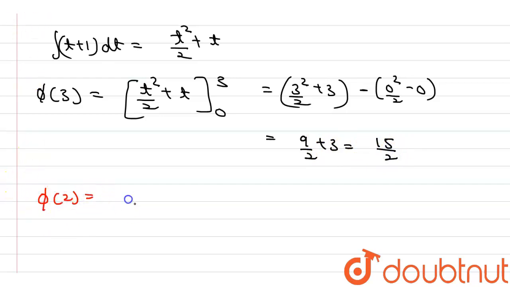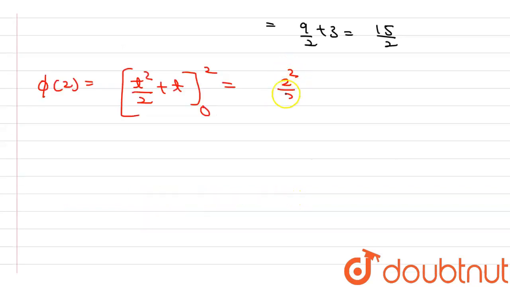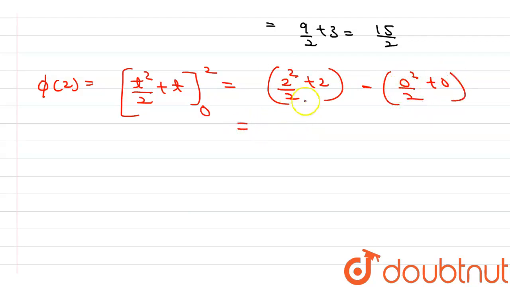Now we have to find the value of phi of 2. This is equal to t² / 2 + t evaluated from 0 to 2. So we can write 2² / 2 + 2 - 0² / 2 + 0. This is equal to 4.